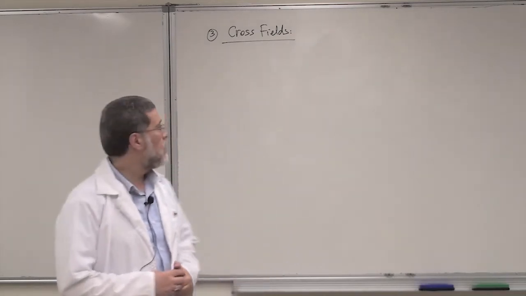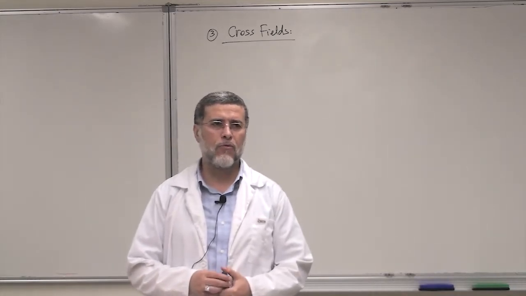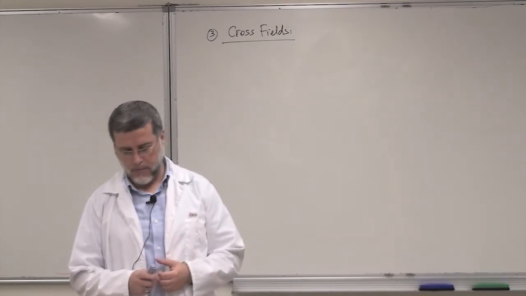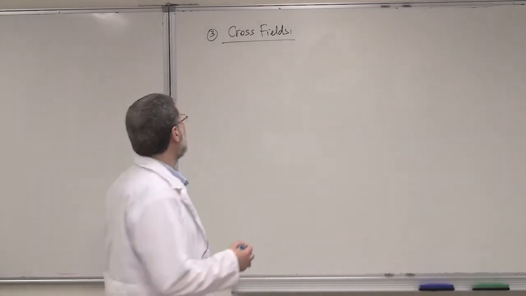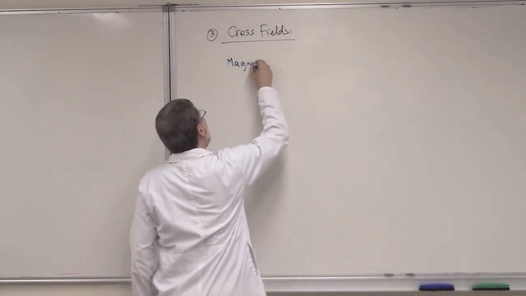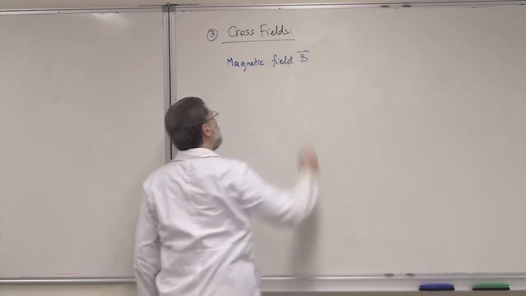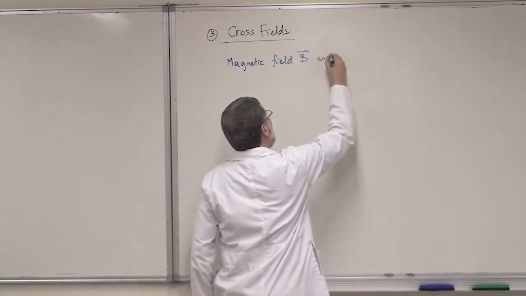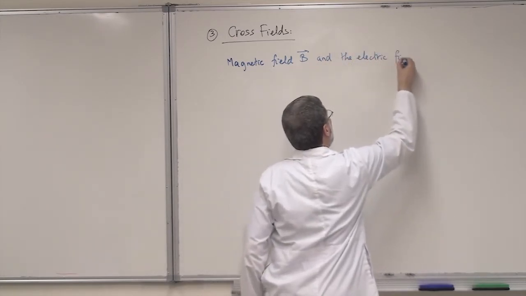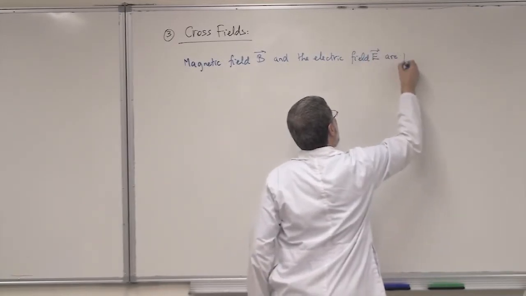Now we are going to discuss what we call the cross field. It has a lot of application. One of the application is velocity selector, and we are going to talk about this now. Here in this cross field, the magnetic field, which is B, as you know, and the electric field, which is E, as you know, are perpendicular.